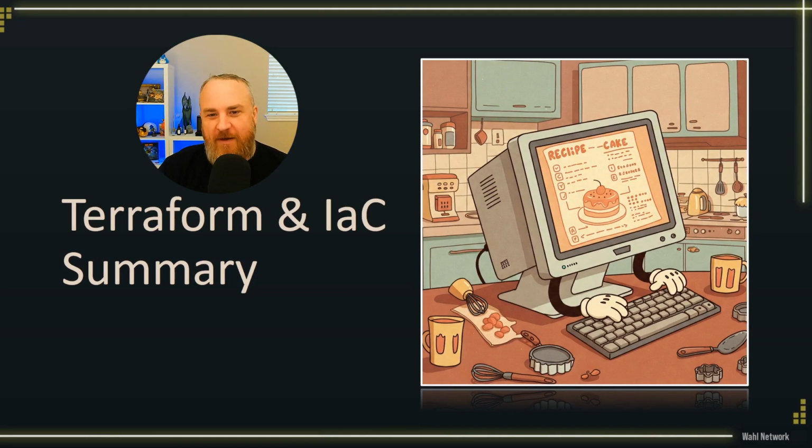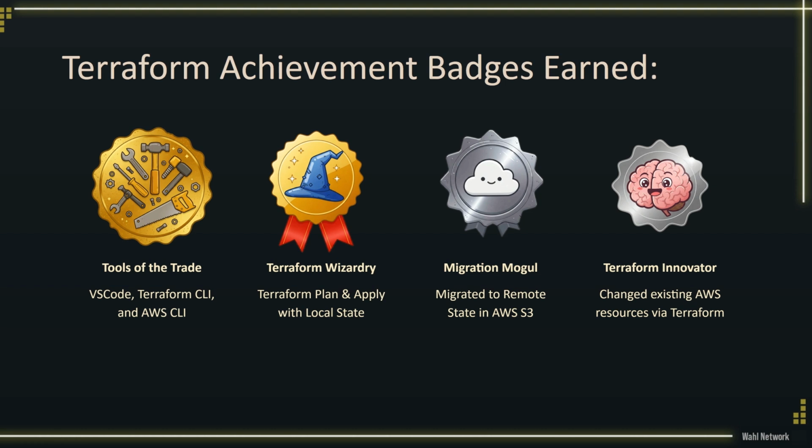Let's do a recap of the Terraform and Infrastructure as Code section of this course. We started by setting up VS Code and downloading and configuring the Terraform CLI and the AWS CLI. From there, we went through the Terraform plan, ran that locally, and then applied it using local state. After that, we migrated that local state to remote state using those resources that we created with Terraform. And then lastly, we made a change to one of those resources, updating the remote state with a new version.